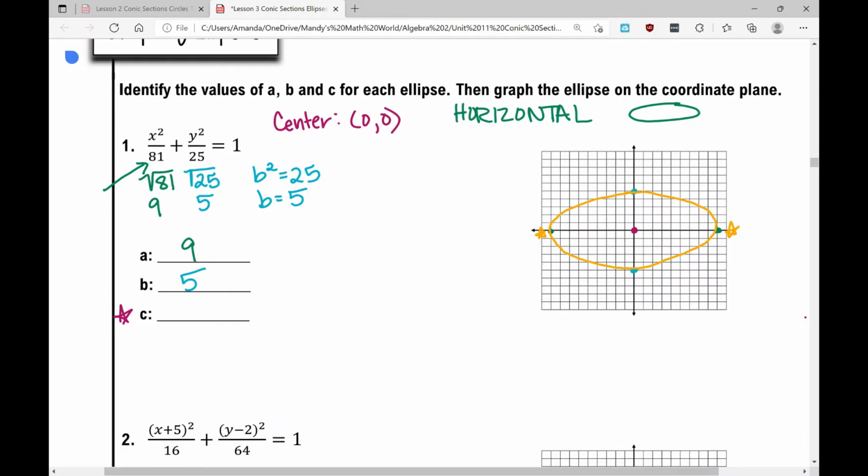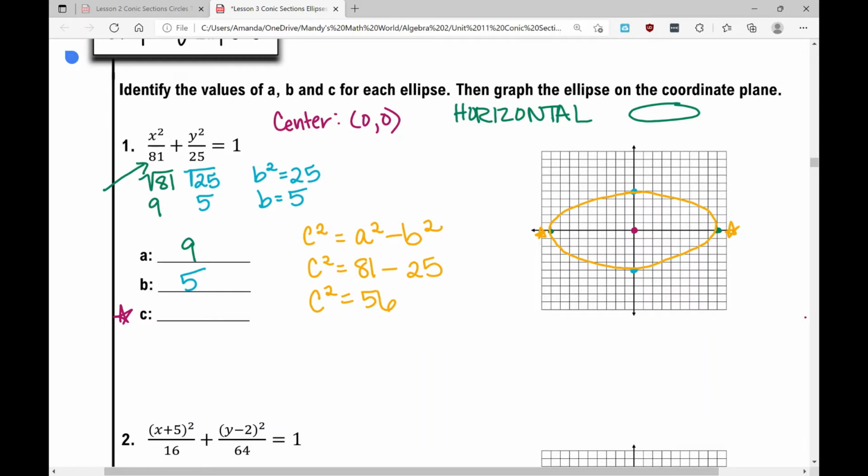Now these examples want you to find the value of C, and this is really just to practice how you find the value of C. Well, these values are related using the equation C squared equals A squared minus B squared. So I'm going to take A squared, which I know to be 81, and B squared, which I know to be 25, and subtract them. And C squared equals 56.